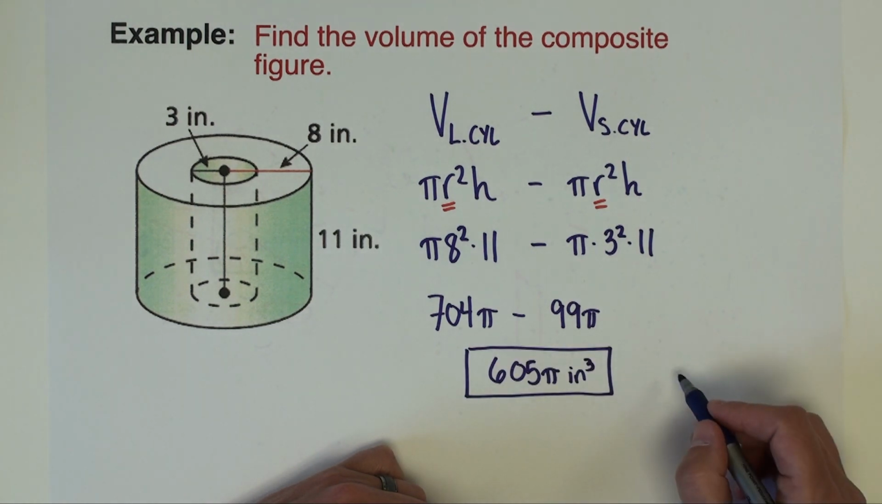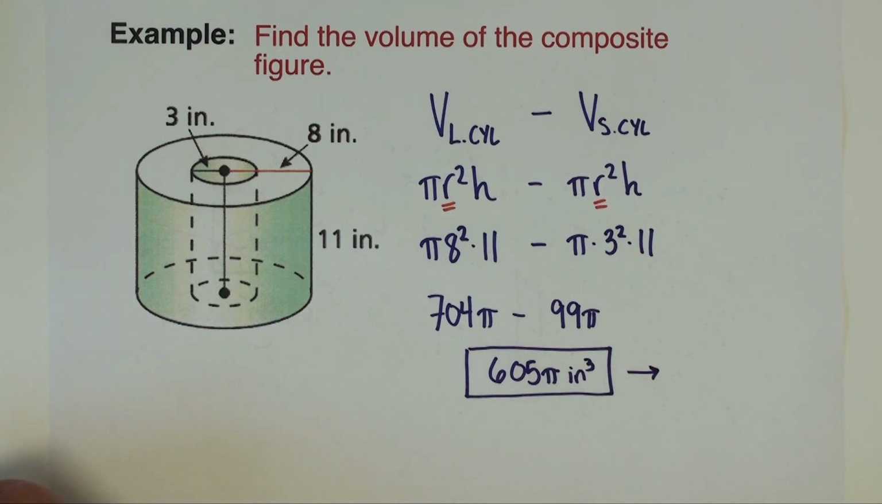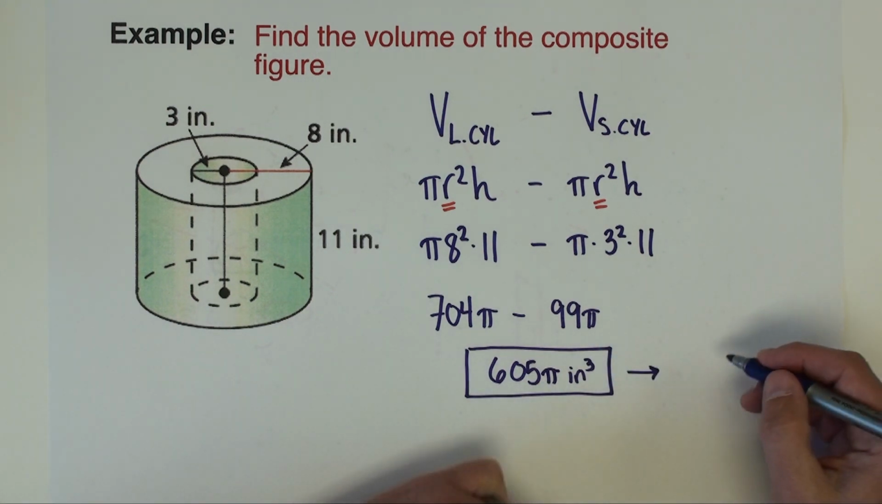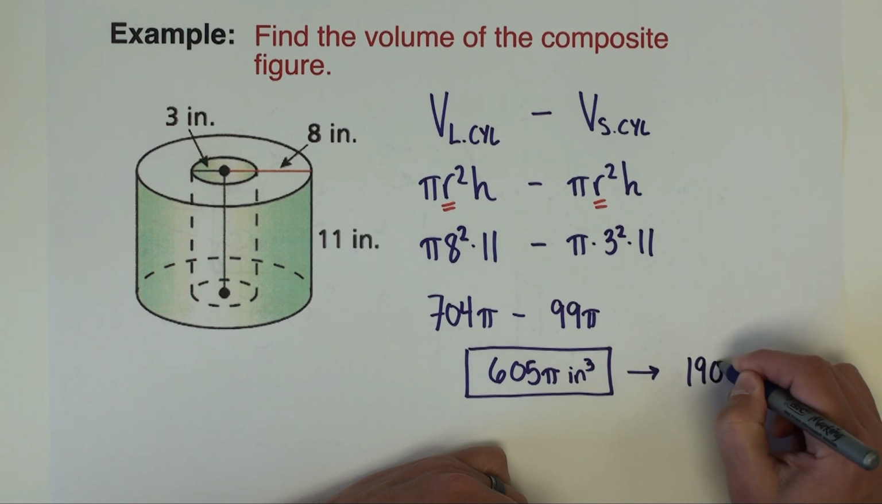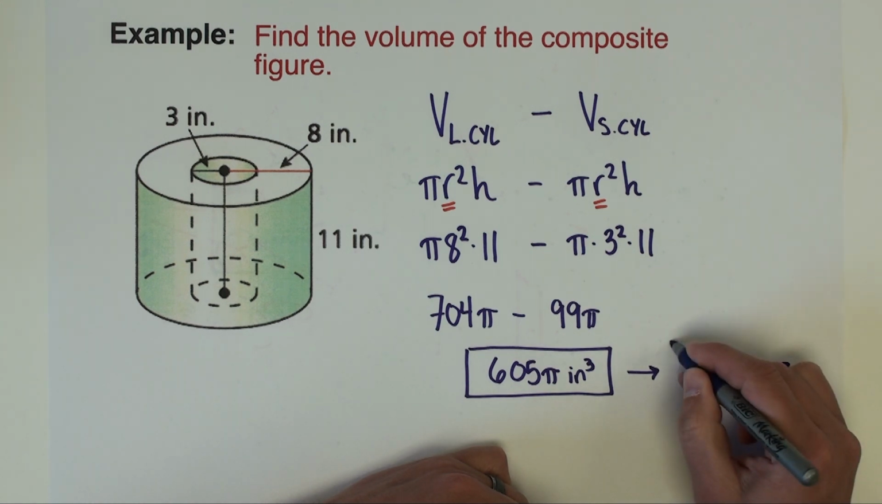If we want an approximate answer, we can of course type in 605 times pi and get 1,900.7 inches cubed.